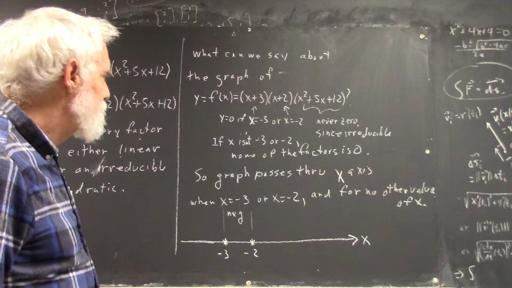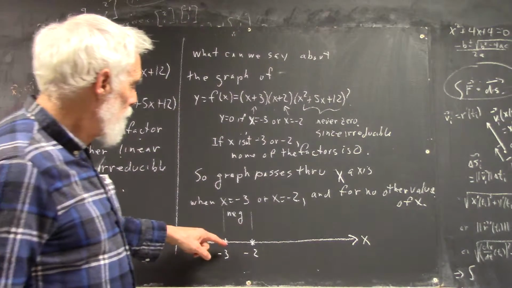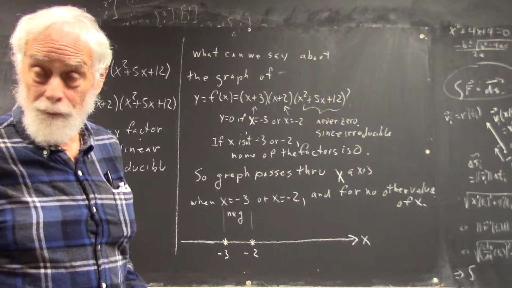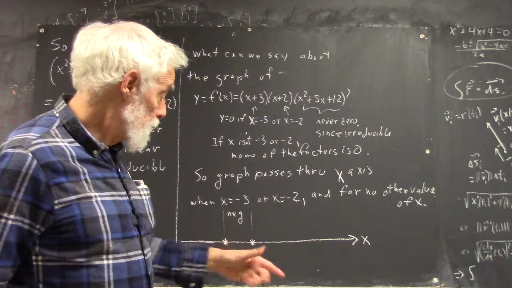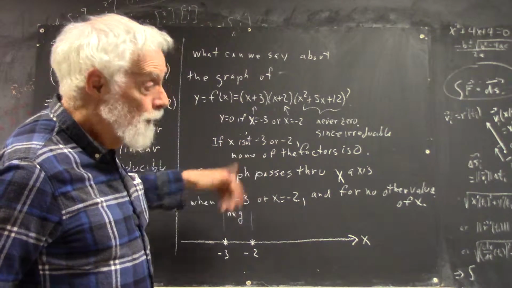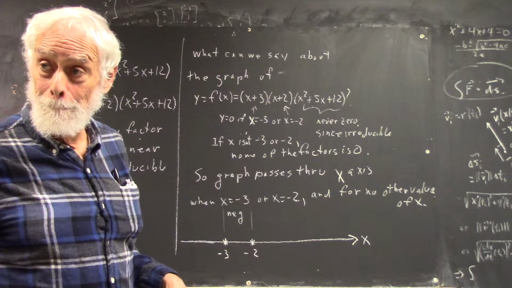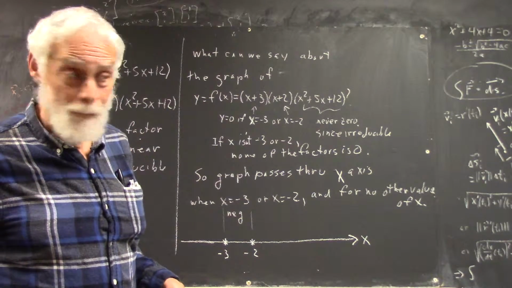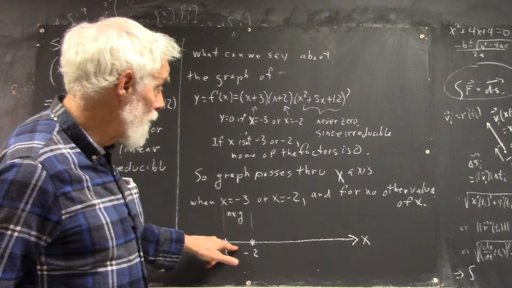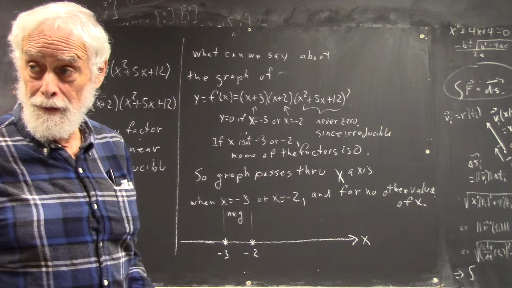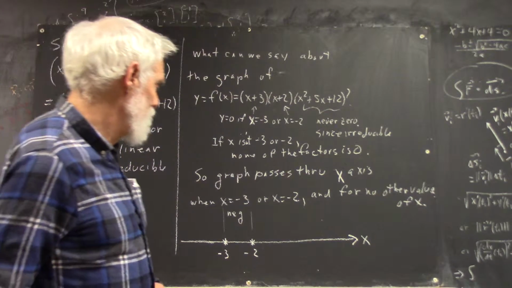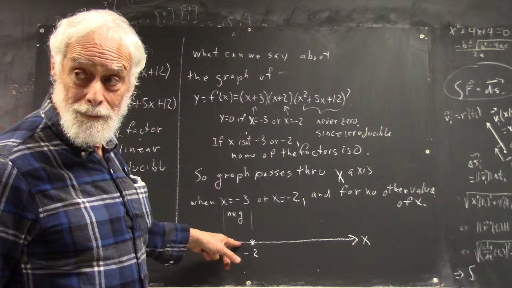In fact, all I have to do is pick a number between -3 and -2. The graph can't go through the x-axis between -3 and -2, so either it's below or above for the whole interval, right? Because if it was above somewhere and below somewhere else, it would have to go through the x-axis, and we just showed that it can't. Okay? So I could take -2.5.